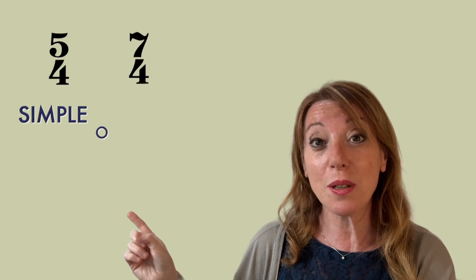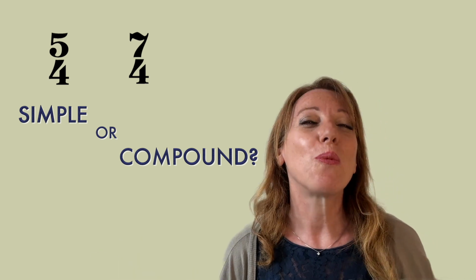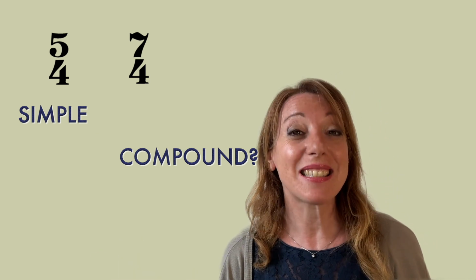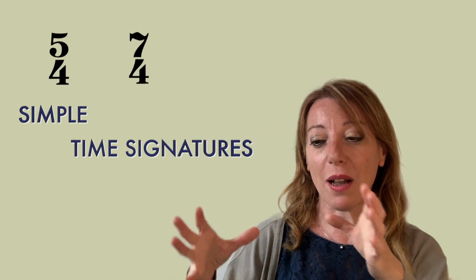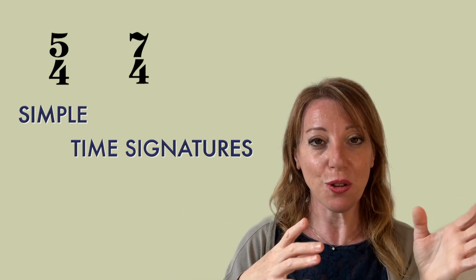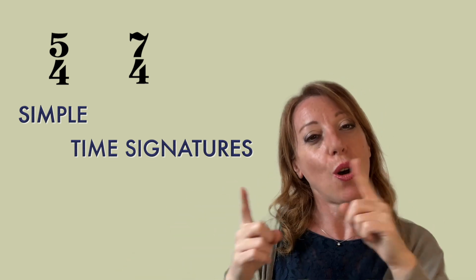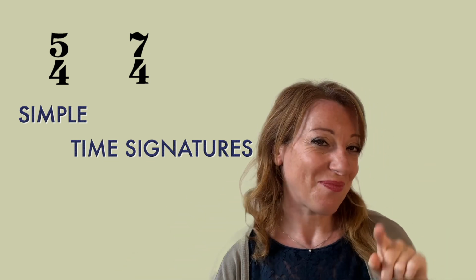So what is the answer to the question that I've asked you before? 5/4 or 7/4, are they simple or compound time signatures? Well, now you know it. They are simple. And they are divided by 2 plus 3 or 3 plus 2 and 3 plus 4 or 4 plus 3. Now you know it.